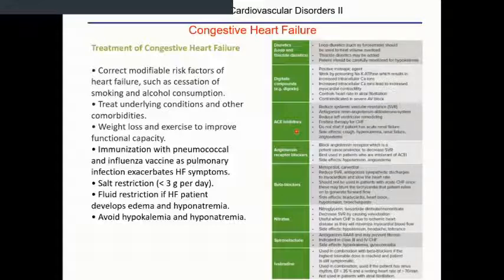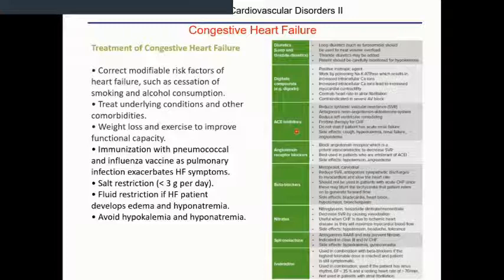And this is your first line therapy for congestive heart failure, so it is useful for patients to take in ACE inhibitors. However, do not start if the patient already has acute renal failure. Of course, side effects include cough, hyperkalemia, renal failure, and angioedema.